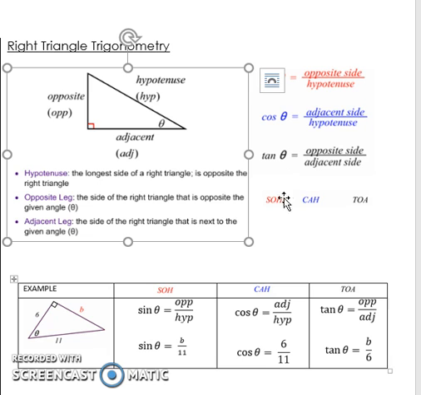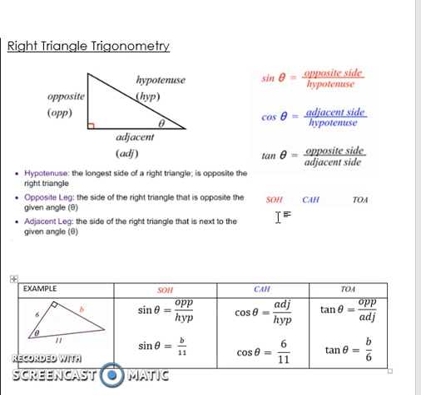Tangent is a trig ratio that relates the angle to the sides opposite and adjacent to the angle. So it's the ratio of the side opposite the angle over the side adjacent to the angle. So when I say trig ratios in this course, I mean these three: the sine of the angle, cosine of the angle, and tangent of the angle.